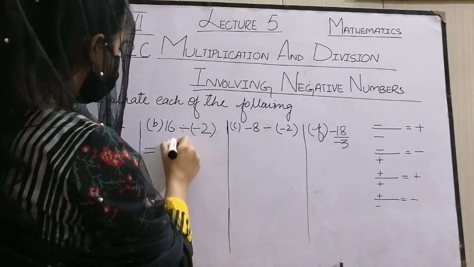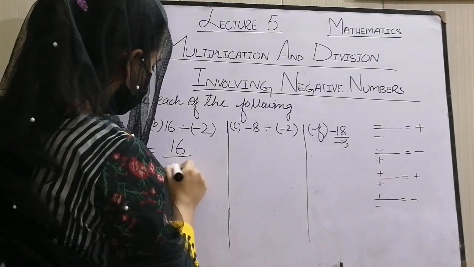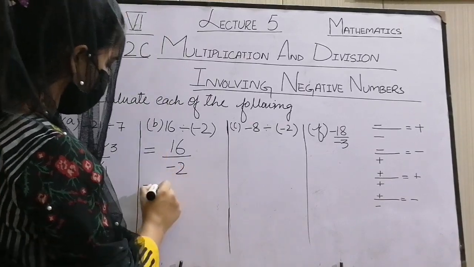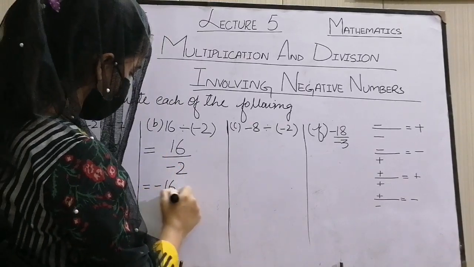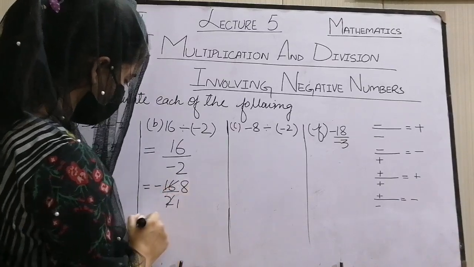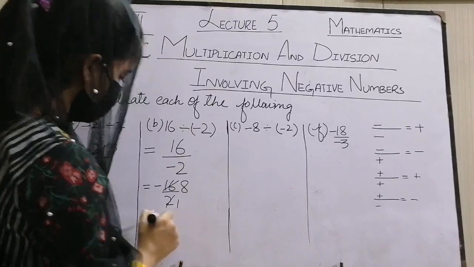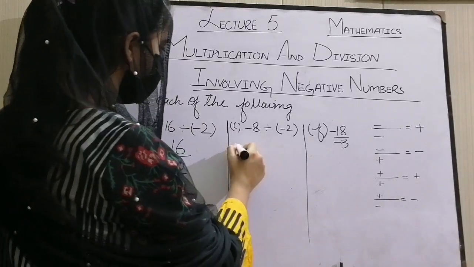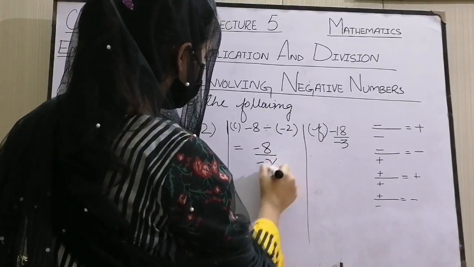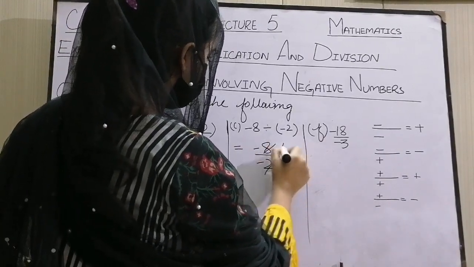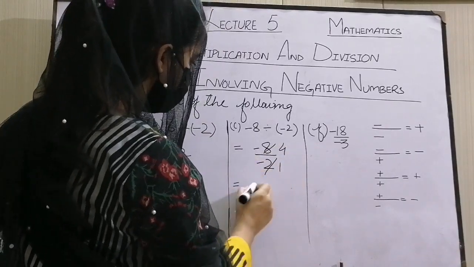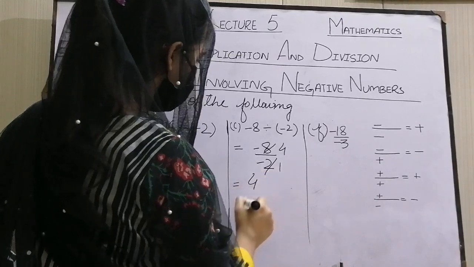So part B is 16 divided by minus 2. Minus can be shifted upwards. Minus 16 over 2. 2 1s are 2. 2 8s are 16. So minus 8 is our answer. C part is minus 8 over minus 2. 2 1s are 2, 2 4s are 8, minus signs are cancelled. So 4 is our answer.